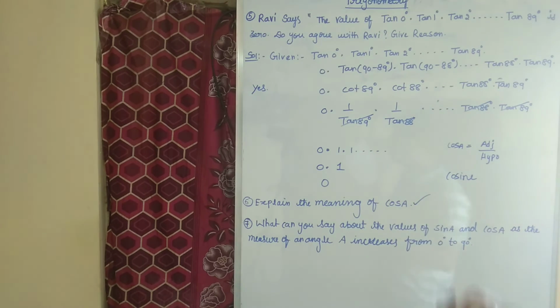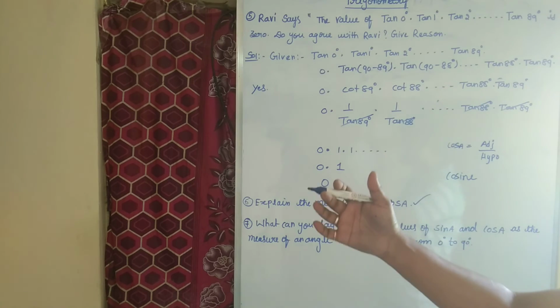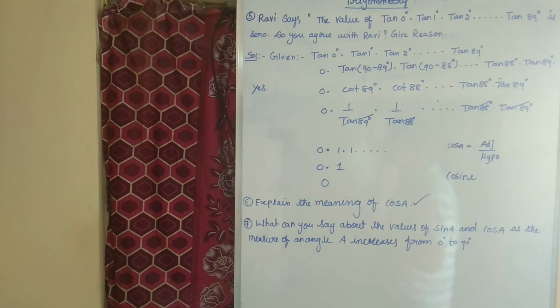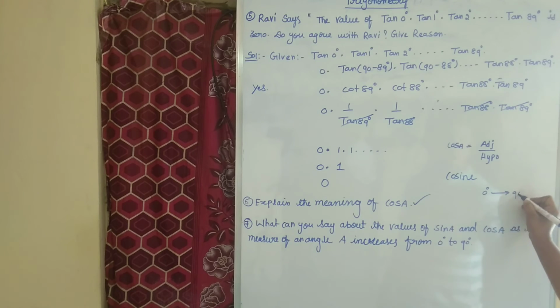You have to write, cos ratio is what? Adjacent side to an angle theta to the length of the hypotenuse is constant for all similar right triangles. That's all. Next, what can you say about the values of sin A and cos A as the measure of an angle increases from 0 to 90 degrees?